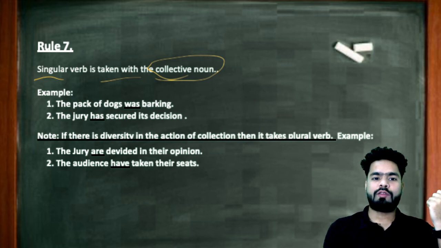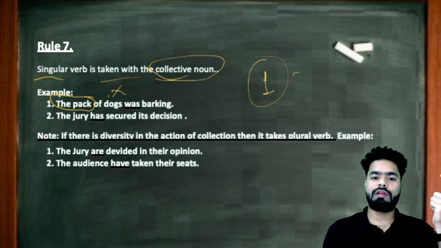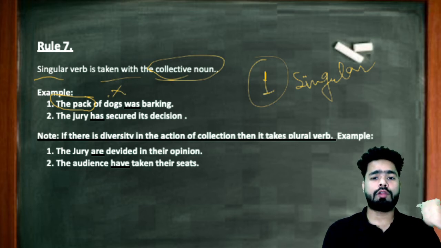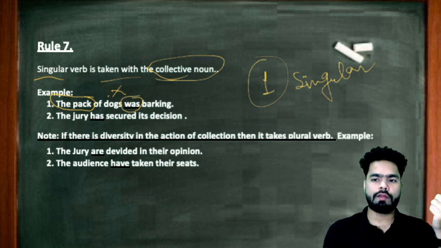See the example: "The pack of dogs was barking." What is our subject? Dogs? No. Dogs is not our subject. Our subject is the pack, and the pack is one. One means singular. When the subject is singular, then the verb should also be singular: "was barking." Which is why we have used "was," not "were."